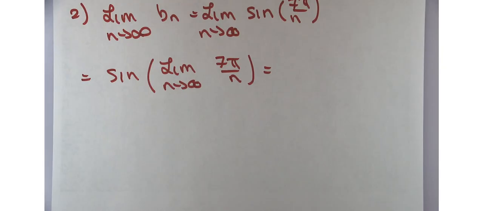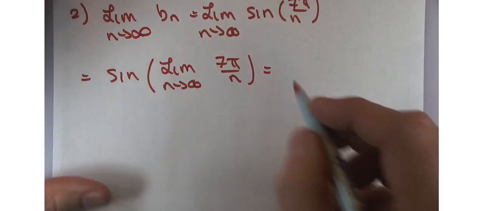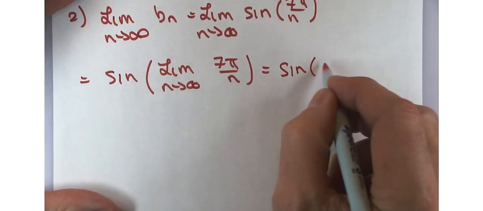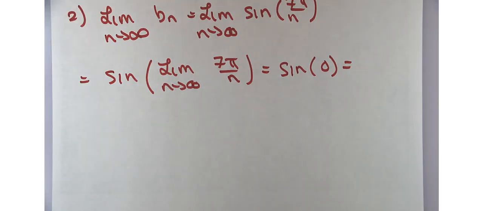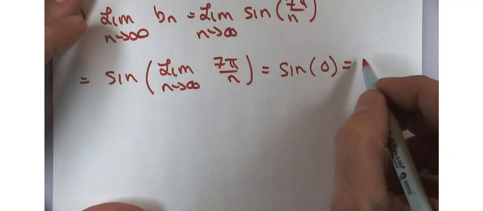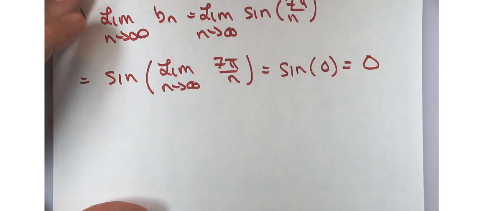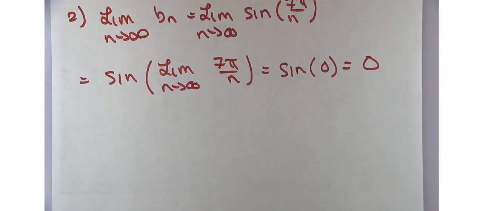Somebody help me out with that limit. Yeah, it's going to go to 0. So I'll end up with sine of 0. What's the sine of 0? Sine of 0, going once, twice, 0. Yeah, sine of 0. Cosine of 0 is 1.